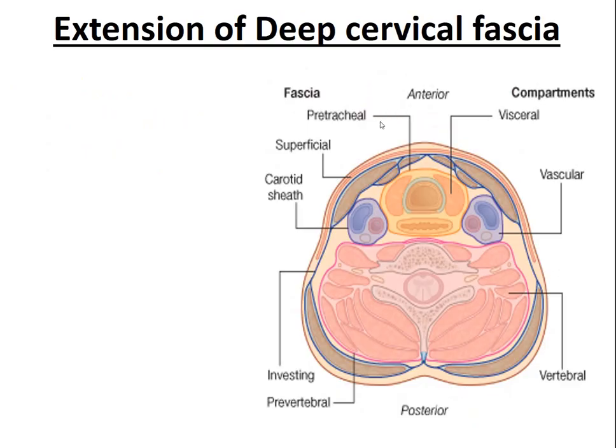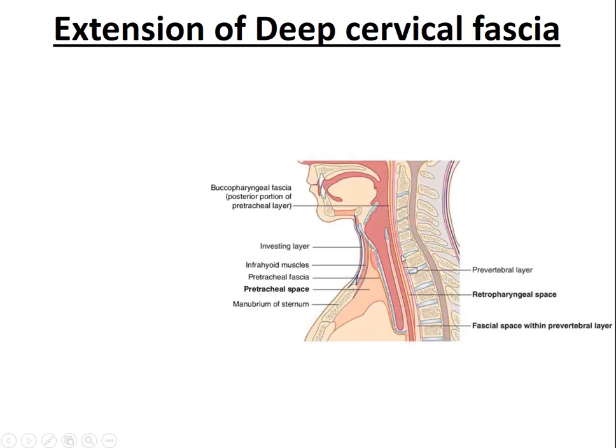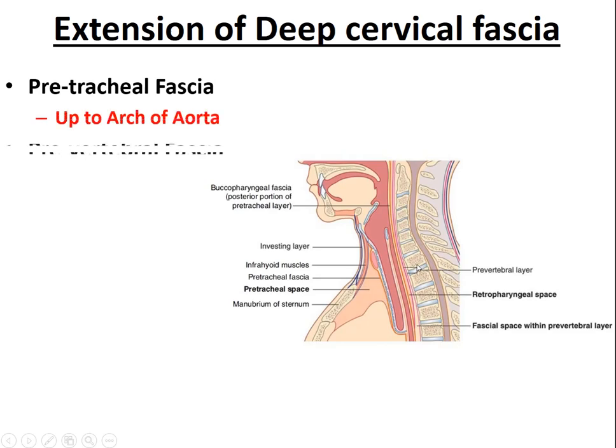Now you have already learned the deep cervical fascia, the three layers: the investing layer, that blue color, the yellow color, that is the pretracheal fascia, and the pink color, that is the prevertebral fascia. Now if we see the extension, the pretracheal fascia is extending up to the arch of aorta, while the prevertebral fascia is extending up to the fourth thoracic vertebral level. So it is extending almost up to the superior mediastinum.